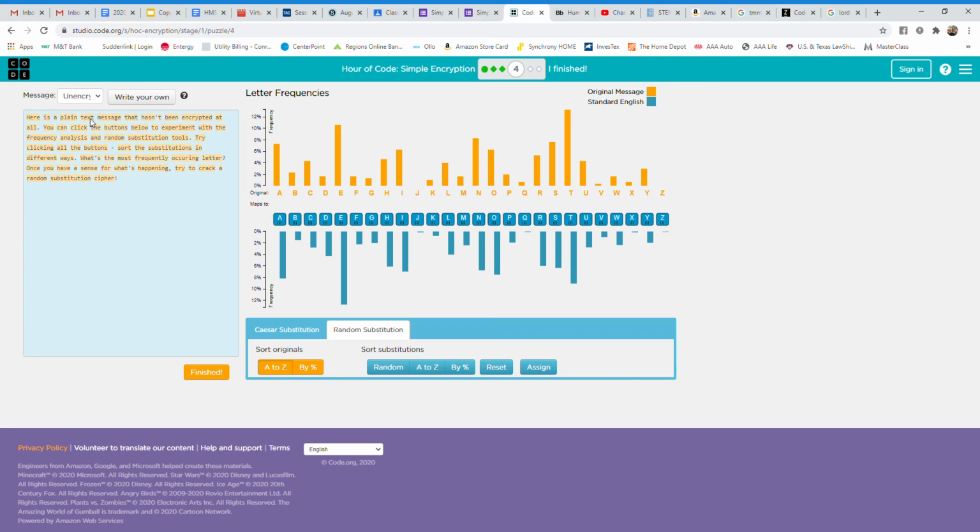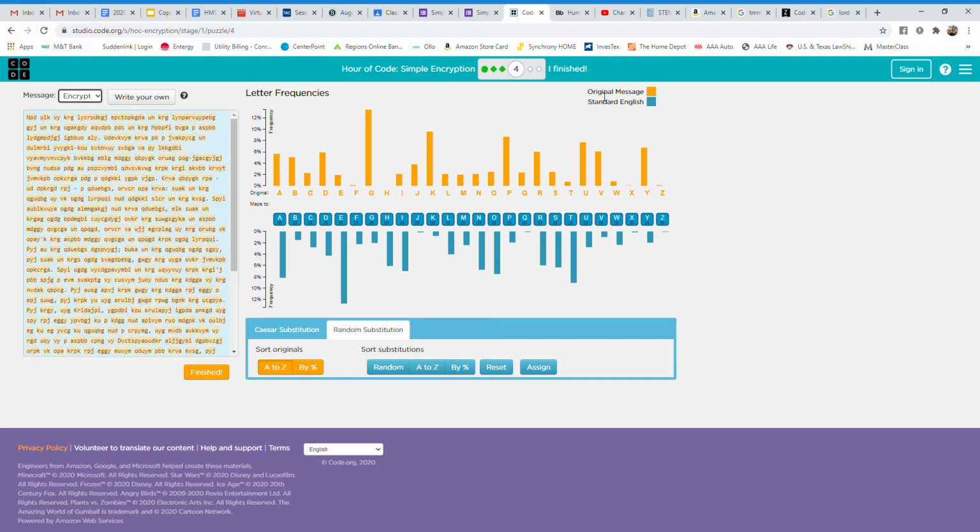So actually, let's switch over to the encrypted sample one. This is what we're talking about. So the original message is here, and then standard English: how often letters are used in everyday English language. So for instance, the letter A, the, is, it, as, of, etc. The word THE is probably the most commonly used.